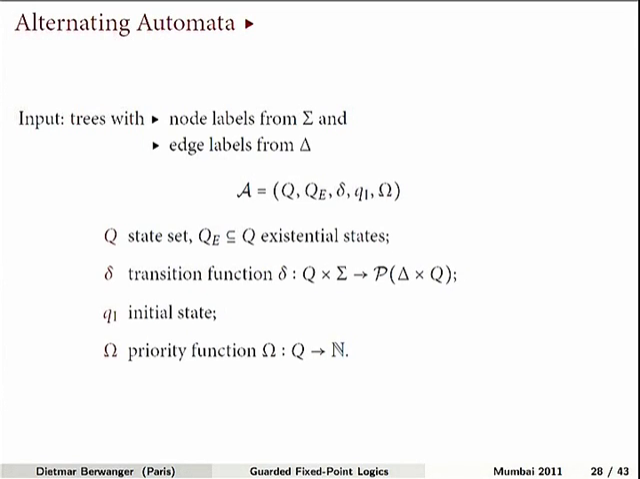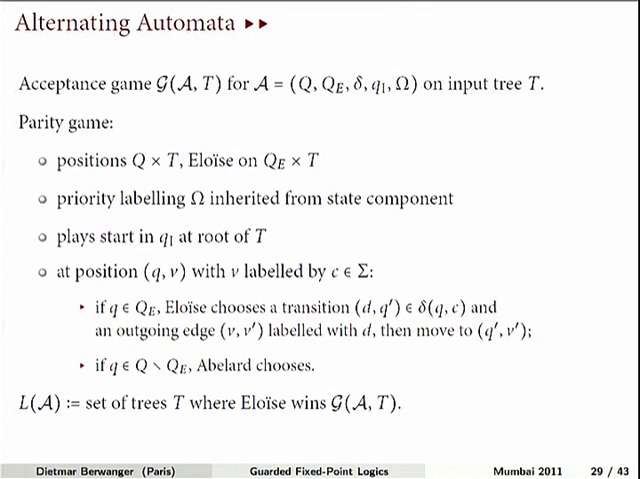Okay, you can do different things with this. So we run on infinite trees, and what we will want is that along a path, the parity condition is satisfied. Concretely, the acceptance of a tree is defined again as a game, as a parity game, and the positions are pairs of a state and a node in the tree. And existential positions are those where the state is existential. Then we copy the priorities from the state component into the game.